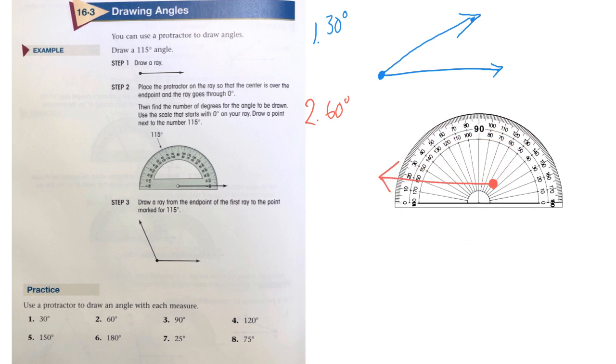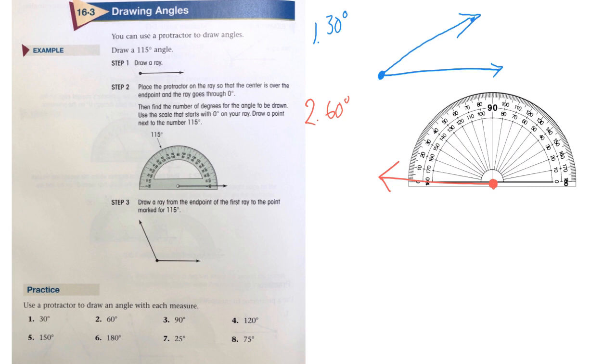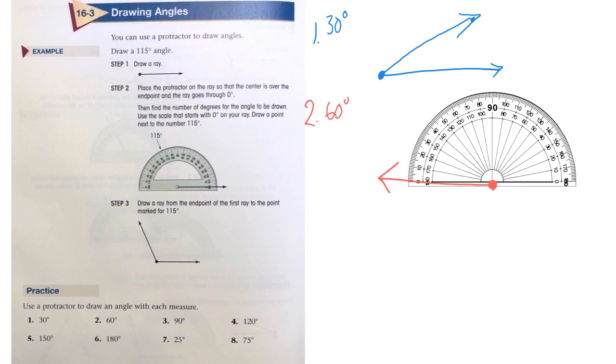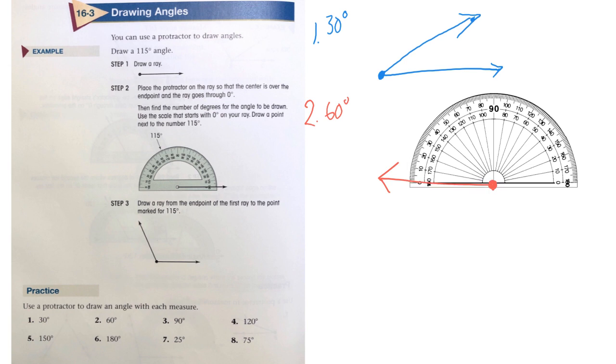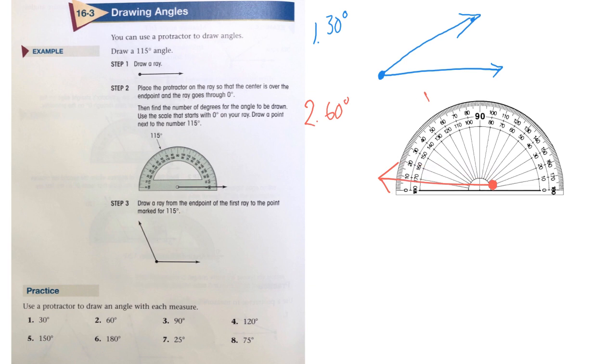Let's put the protractor where we can get the line going through the 0. And what do we need? 60 degrees. So where's 60 here? Now we're using the outside ring of numbers because the 0 is right here. So we got 10, 20, 30, 40, 50, 60 right there. So I can make a tick mark for our 60.